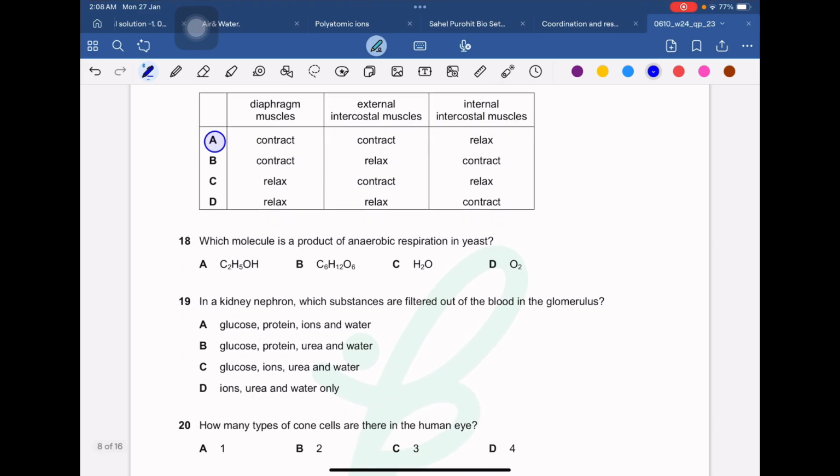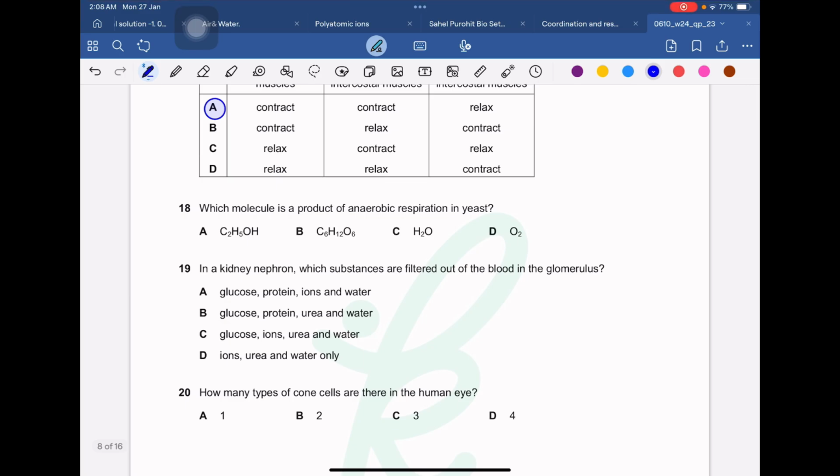Let us move on to the next question. Which molecule is a product of anaerobic respiration in yeast? So when we talk about the anaerobic respiration in yeast, in that glucose directly gives out ethanol, that is C2H5OH, two molecules of it, with two molecules of carbon dioxide in the presence of yeast. So the right option for this question will be A, C2H5OH, which is ethanol.